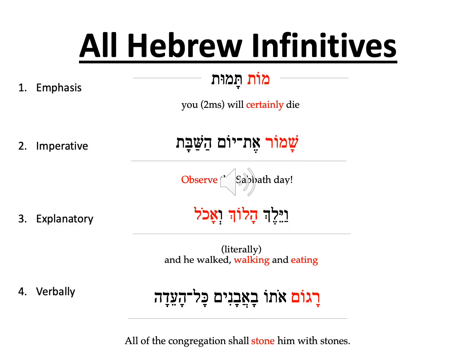All Hebrew infinitives in all stems are used in several different ways. They might be used for emphasis, translated as "certainly" or as "surely" before a typical verb. They might be used as an imperative, "observe the Sabbath day," even though shamor is not actually an imperative. They might be explanatory, explaining what exactly is meant by a previous verb, or they may even be used verbally, used in place of a verb for whatever reason.